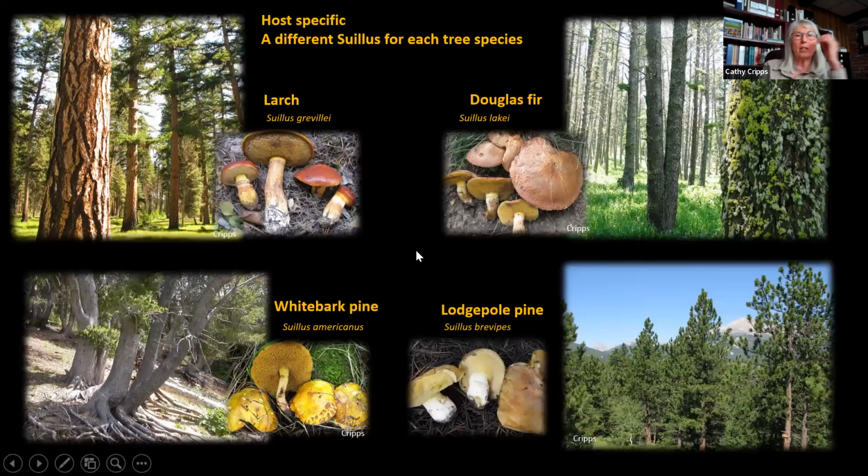Okay, let's go back to the slippery jacks, the Suillus. These are a little bit more host specific than the Pogies. Pogies can be on several different kinds of conifers, but not so the Rhizopogon. They're host specific. So if you're in a larch forest and you see a mahogany colored slippery jack, probably Suillus grevillei. Douglas fir, that pink scaly cap, Suillus lakei. Whitebark pine has its own Suillus, Suillus americanus or Suillus sibiricus. Lodgepole pine has its own Suillus.